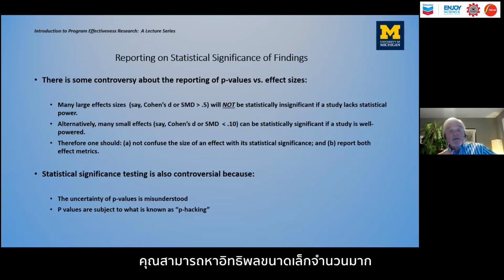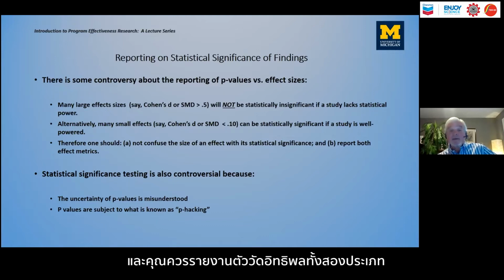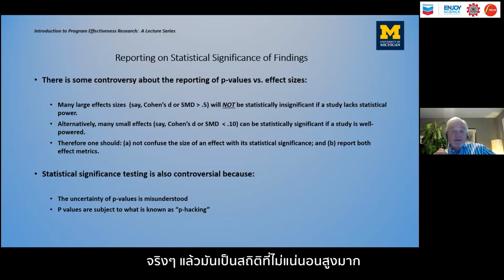Alternatively, you can find many small effects which are not particularly substantively important, but you can find that those are statistically significant if your study is highly powered. So one should not confuse the size of an effect with its statistical significance, and you should report both effect metrics.